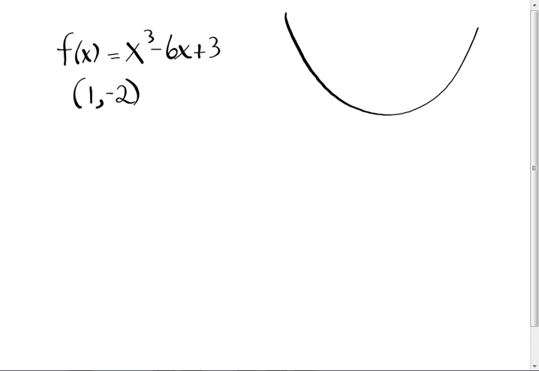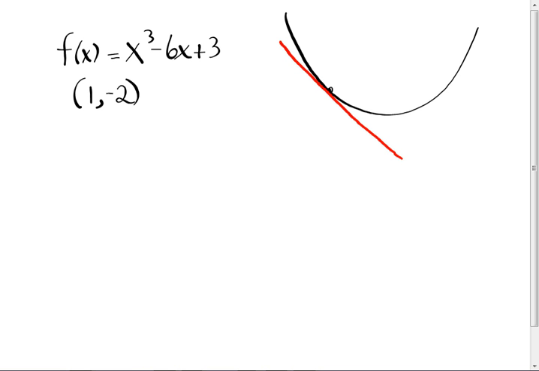So my function, f of x equals x cubed minus 6x plus 3. And the point I'm trying to find, I want to find the slope of the tangent line there. So it's right in here. That's what I want. Okay, girls?